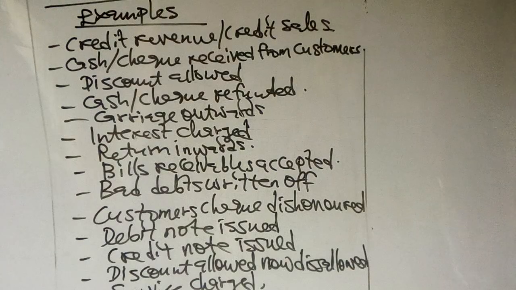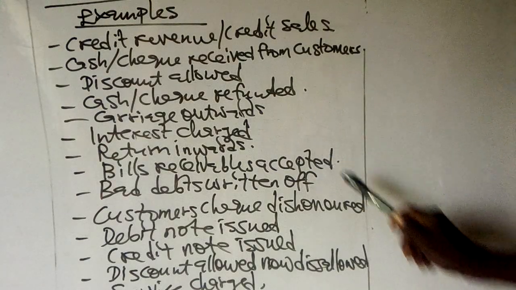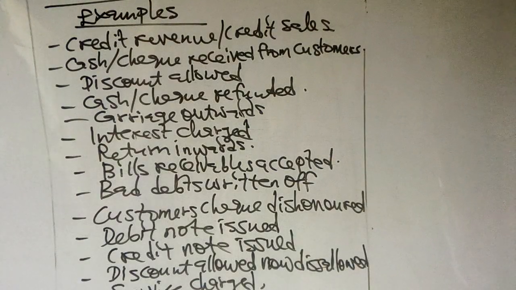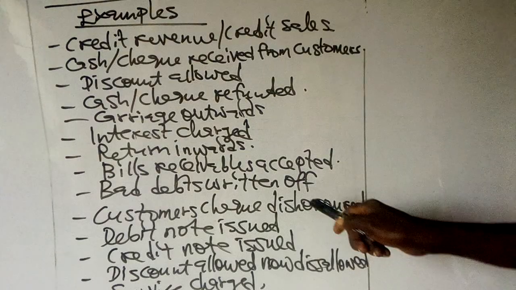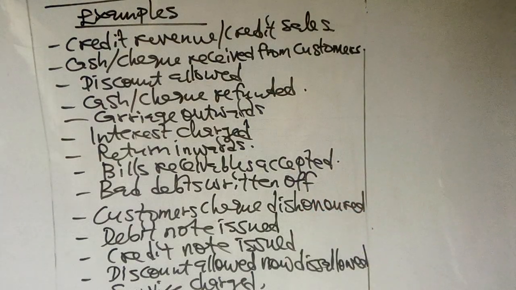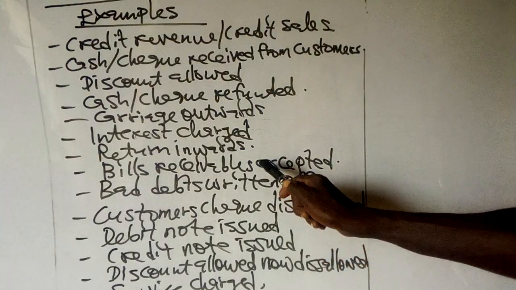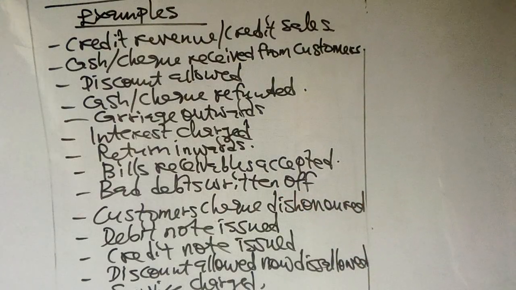In some questions, you may be given both the bills receivables and the bills receivables accepted. Where you are given both, it is only the bills receivables accepted that will be recorded, and the bills receivables should be ignored. But where you are given only the bills receivable in the question and there is no bills receivables accepted, that means the bills receivable will be assumed to be accepted. Therefore, you are going to record that.